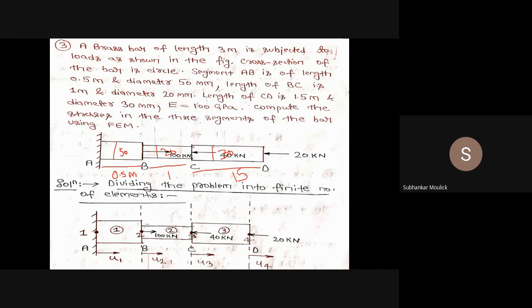The length of the bar AB is 0.5 meter, BC is 1 meter, CD is 1.5 meter. Diameter of the cross section of bar AB is 50 mm, BC is 20 mm, CD is 30 mm. What you need to find out? By FEM, you need to compute the stresses in the three segments of the bar. That means what will be the stress in bar AB, in bar BC, in bar CD by FEM. That means I have to use which method? Direct stiffness method. Now is the question clear to you? Yes, sir.